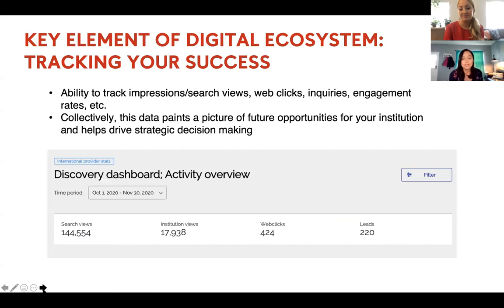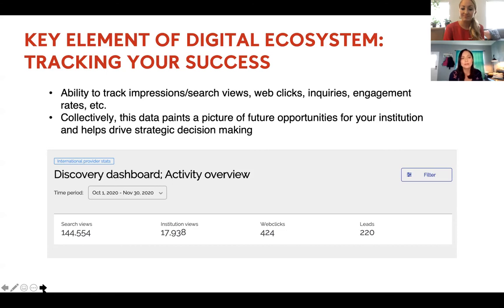Another very important piece is to track your success. So this is actually a screenshot of the IDP Connect Discovery dashboards and any type of information that you can have access to. This will help you really to paint a picture on how successful your digital marketing is. So what we're looking at here is the number of students that viewed your specific institution, how many students then clicked the visit website button and went from our sites to your own site. How many leads did you receive from that?